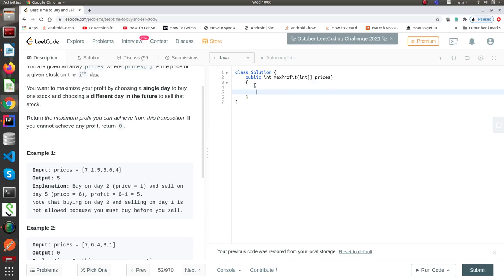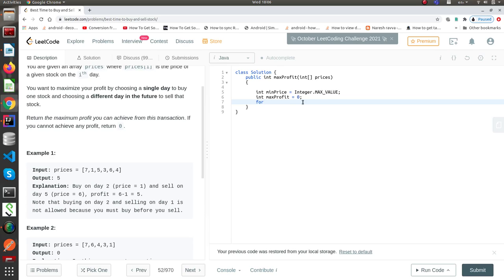Okay, let's do it now. So first, int minPrice equal to, let's initialize this with the max value, just as a default value. Then maxProfit equal to, let's assume 0, because if there is nothing there, then we can return 0 at the end.